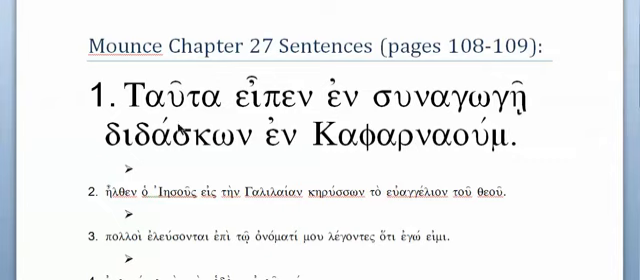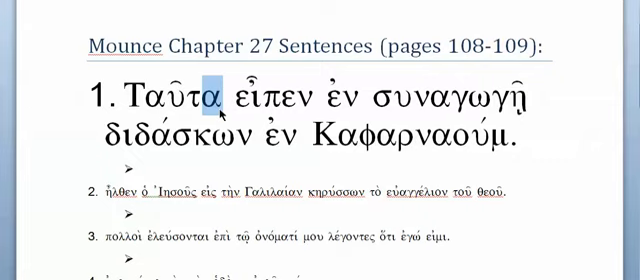Mounce, BBG, chapter 27, sentence 1. First word is your tauta, of course, and hopefully you recognize that as a neuter plural. The trick there is to say, well, okay, I know it's a neuter plural, but is it nominative or accusative? First word in the sentence might tempt you to say it's a subject, and therefore nominative.